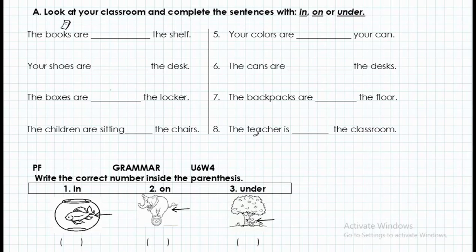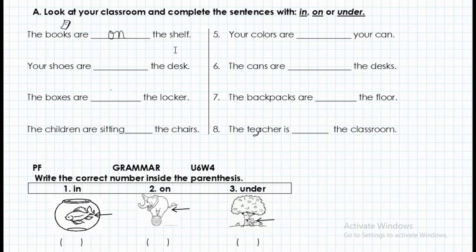What we have to do here is to complete with the right preposition. We have three choices. We can write in, on or under, okay? So the instruction says, look at your classroom and complete the sentences. So you need to remember your classroom in order to complete this activity. Okay, and it says, the first one, the books are on the shelf. Okay, let me take my pen. The books are on the shelf.